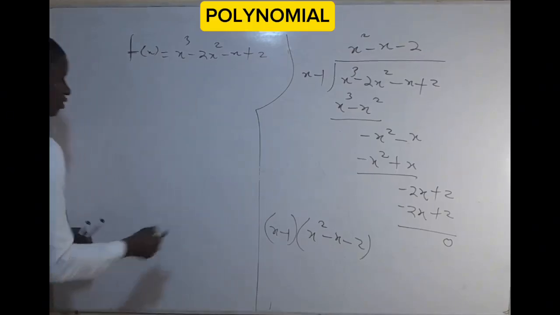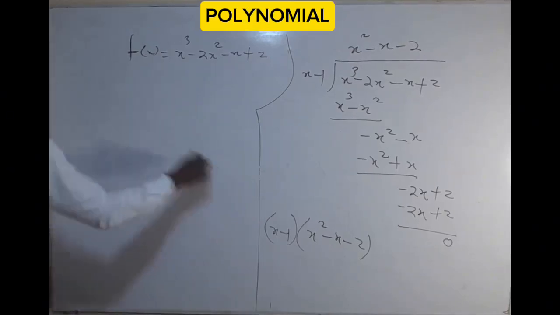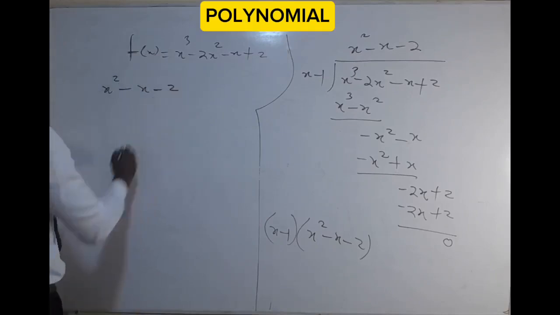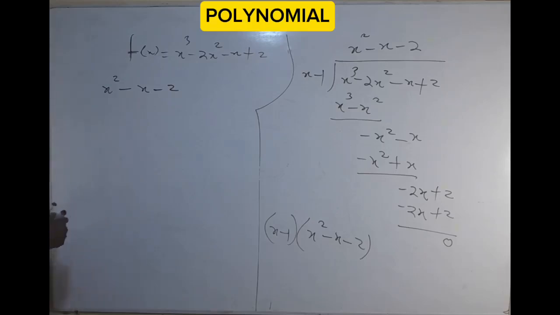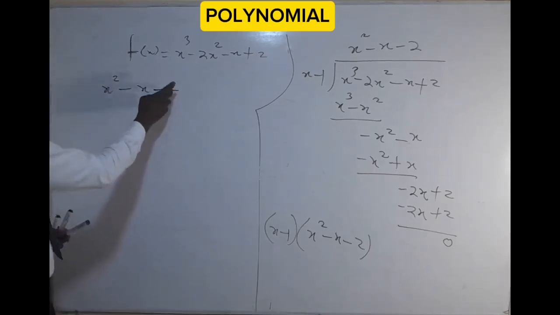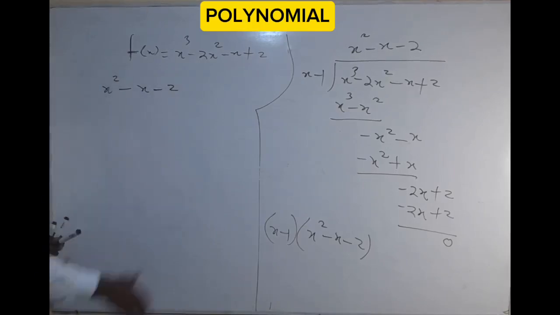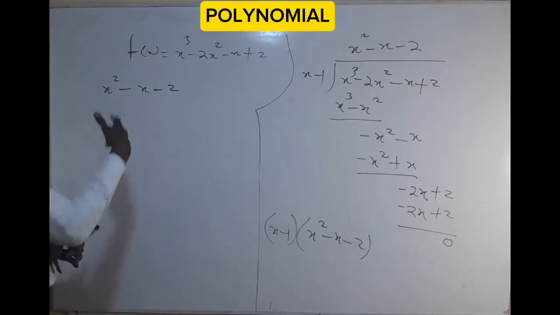Okay. So what we have now, let's solve the quadratic. We have x squared minus x, right? Minus 2. So let's solve this. Now, in solving this, you search for two numbers. When you multiply, you get minus 2. But when you add, you get minus 1. That's the coefficient of the x. You can refer to my tutorial on quadratic equation. You understand what I'm saying.